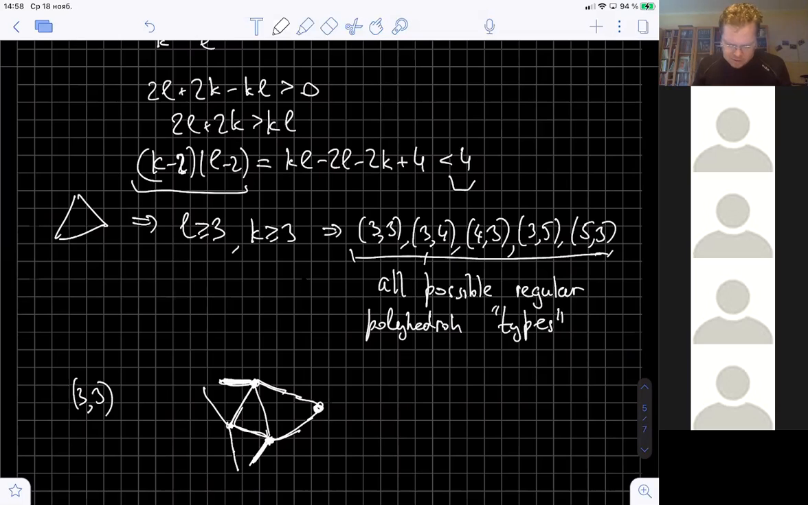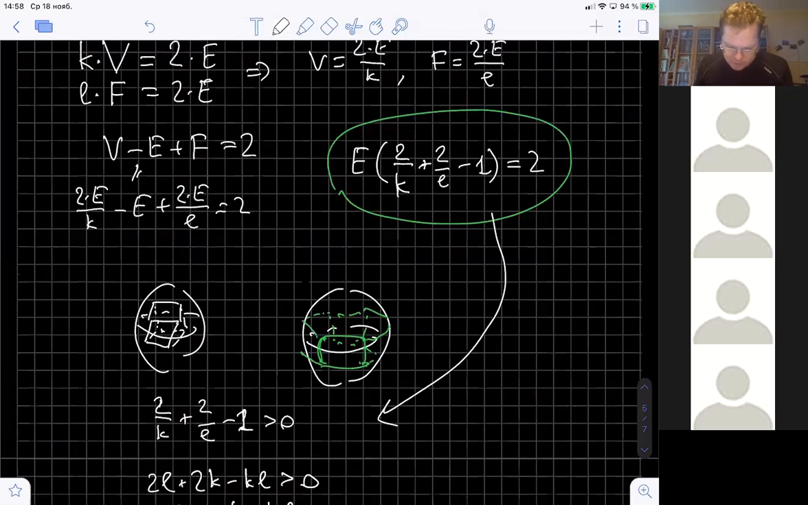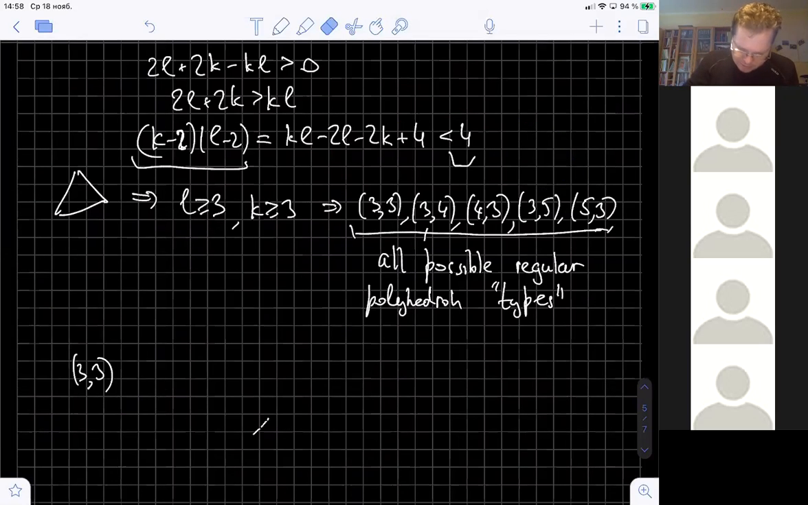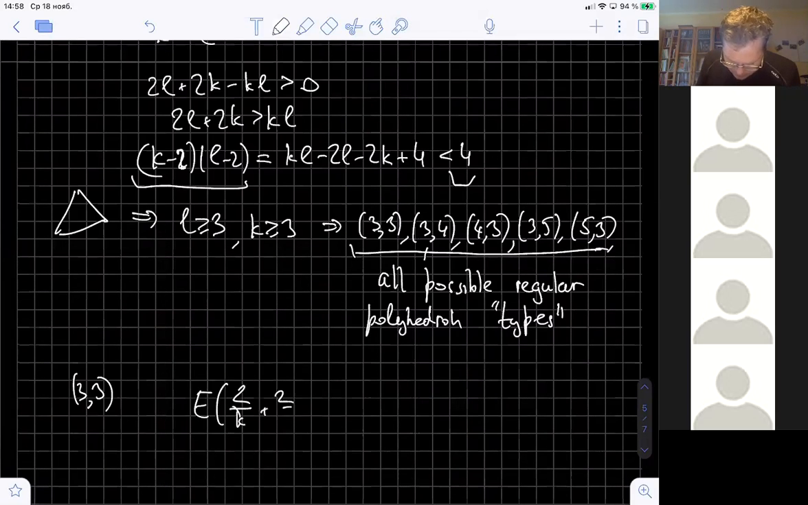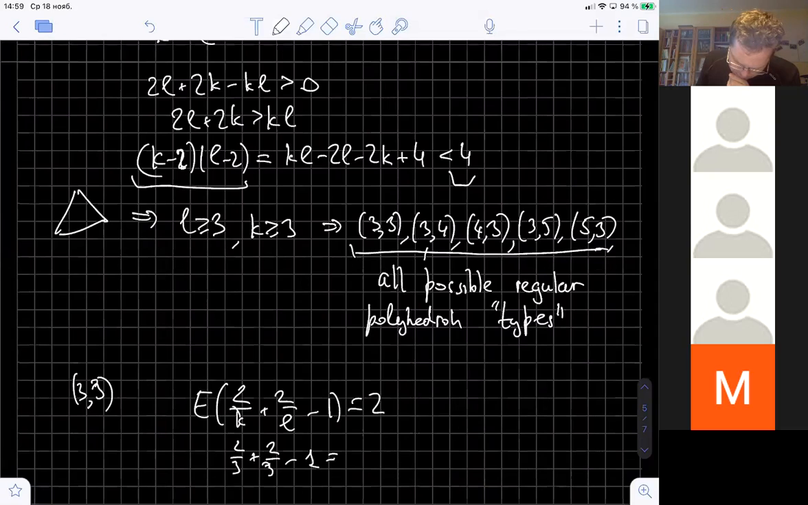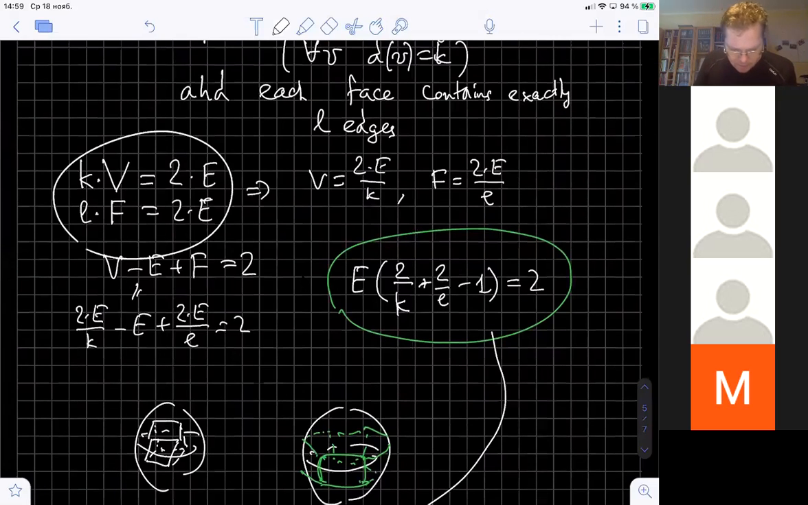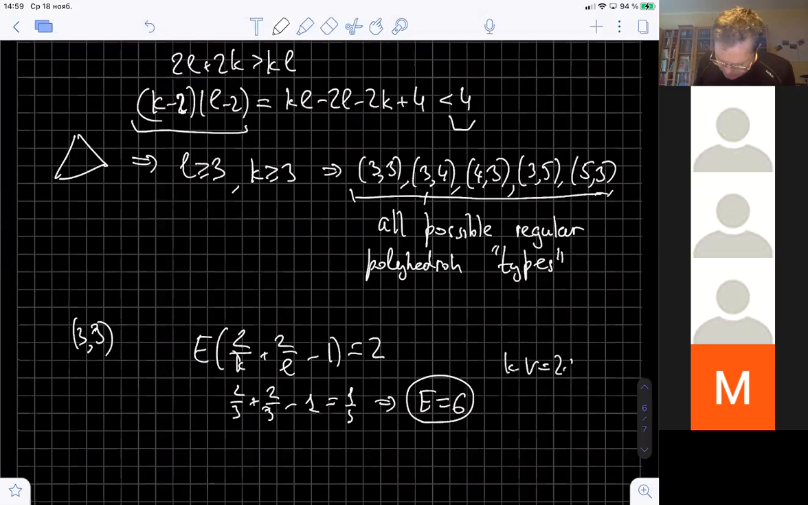This is a little bit rushed, so all I need to do is look at this equation: e times (2/k plus 2/l minus 1) is equal to 2. If, for example, k and l are 3-3, then 2/3 plus 2/3 minus 1 will be 1/3. Then I will have exactly 6 edges. And from this, I can find the number of faces, using these equations: k times V is 2e, and l times F is 2e. It means that we have exactly 4 vertices and 4 faces.